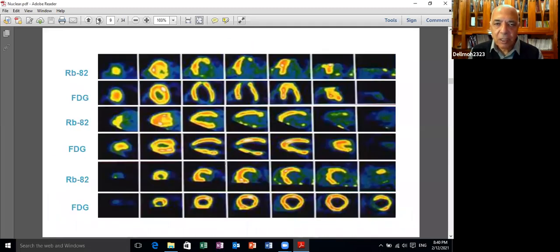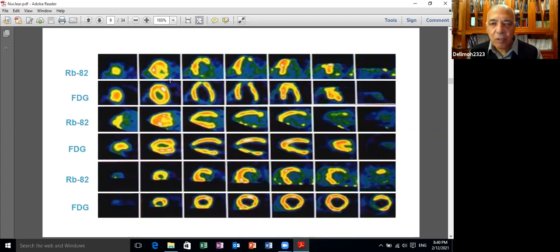These are the pictures. This is a PET scan. And here you have the upper row for the short axis and the vertical, longitudinal, and vertical, horizontal axis. The upper one is rubidium. This is a perfusion scan. And the lower one is FDG, fluorodeoxyglucose, which is a metabolic study. Whether we are dealing with the short axis or the longitudinal vertical long axis or the horizontal long axis.